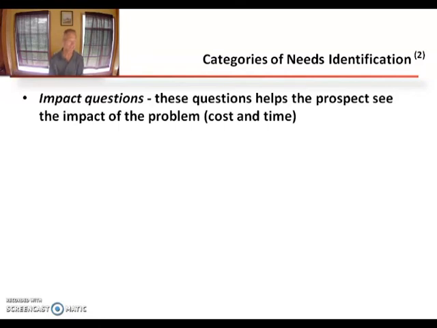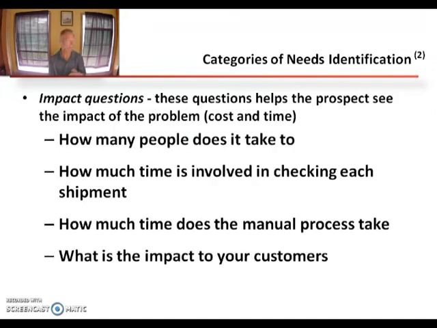Implication questions are all about how much it's costing you. A prospect could have a problem, but it might be a very small problem, or it might not occur very often. Implication questions talk about how often the problem occurs, how much time, the implication of the problem to the business, the implication of the problem to the industry, to preventing them from meeting their goals. So how many people, how much time, how much does it cost? All of those things are part of the implication questions.